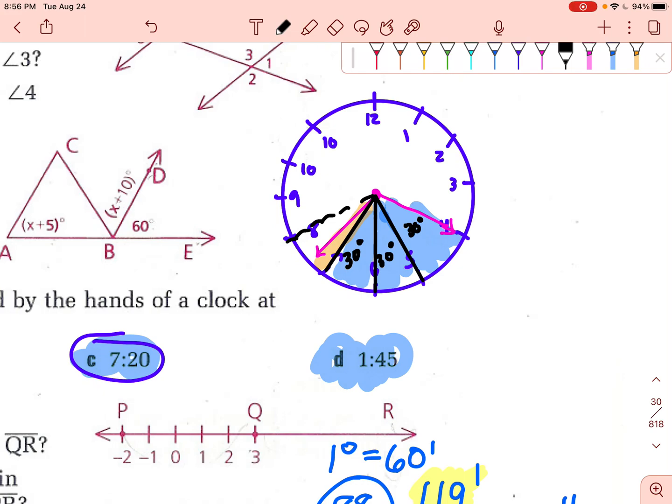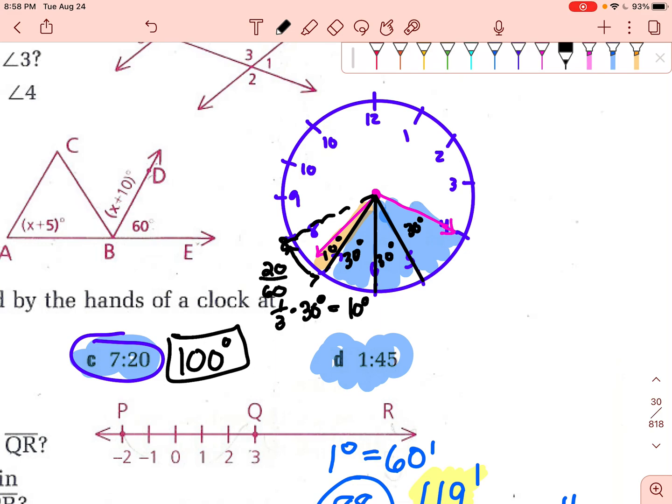But we know that this actually traveled only 20 out of the 60 minutes. So from 7 o'clock to 8 o'clock represents 60 minutes. And that hand is only moving 20 out of the 60 minutes, or 1/3 of those 30 degrees. So it's going an extra 10 degrees right here, which means I would add up 30, 30, 30, and 10 to give you 100 degrees for that clock hand.